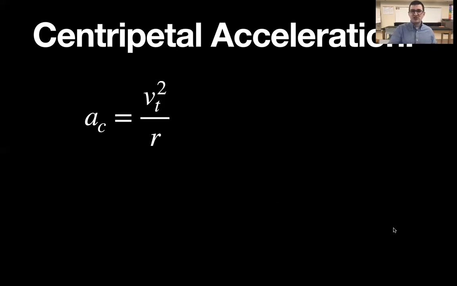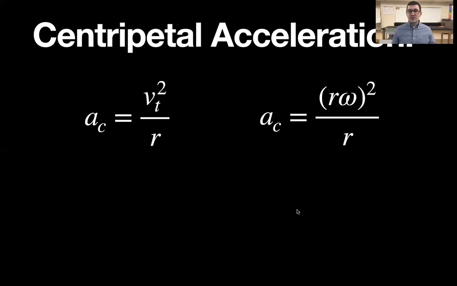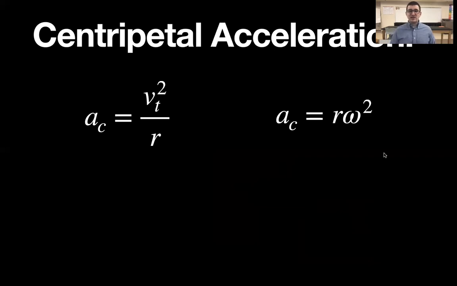But we also know the tangential velocity equals the radius times the angular velocity, omega. So then we can simplify this down. It depends on what you're given in the problem, but we can say that the centripetal acceleration equals the radius times the angular velocity squared also. These two quantities should be similar in all cases.